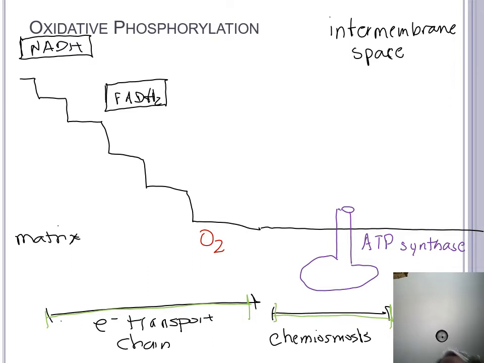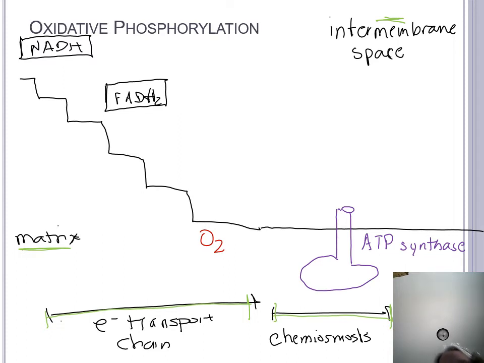To help you out with the orientation a little bit, the black line that's running through the middle, you can imagine this as being the inner membrane of the mitochondria, sort of like what we drew on the previous slide. Down here at the bottom of the slide, this is where we're in the matrix. Up here at the top of the slide, this is where we're in the intermembrane space.